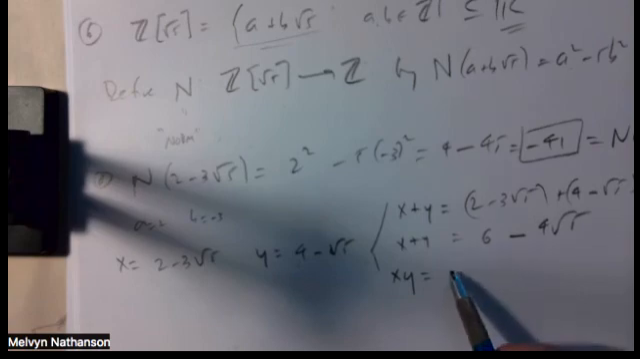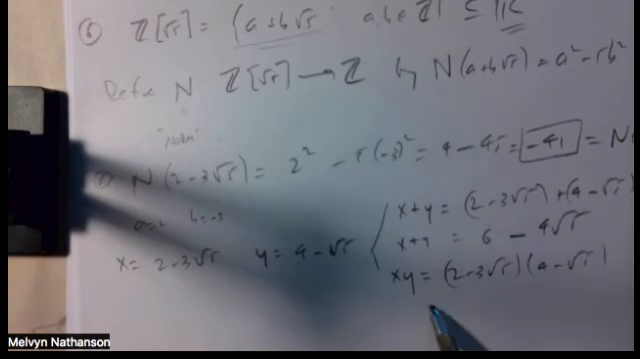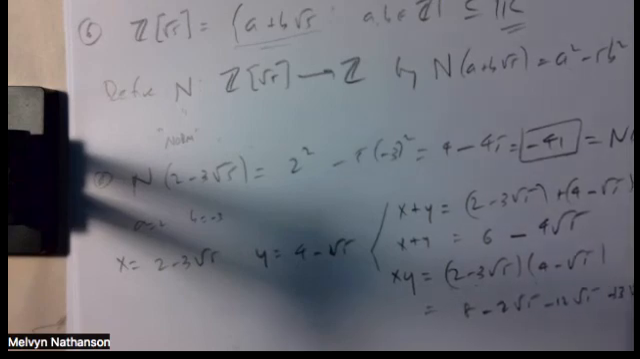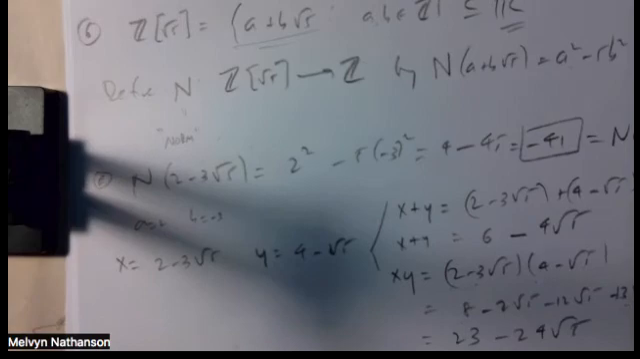And if I multiply them, 2 minus 3 root 5 times 4 minus root 5, that's 2 times this, 8 minus 2 root 5, minus 3 times this, which is minus 12 root 5, plus 3 times root 5 times root 5. Root 5 times root 5 is 5. 3 times 5 is 15. 15 plus 8 is 23.